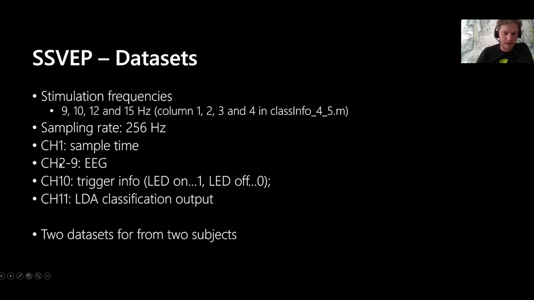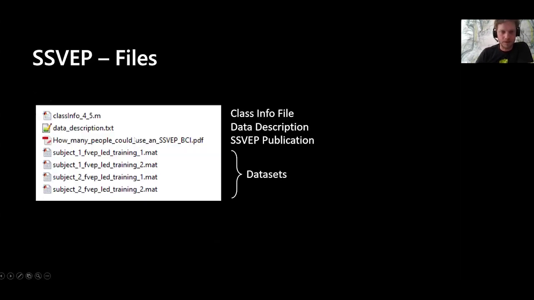First is the sample time. Channels 2 to 9 are EEG, so you get 8 channels. Channel 10 is the trigger info, so this is exact information on whether the LED is on or off. And on channel 11, you get the output of the LDA classifier, which was used during the experiment. All right, there is also a publication you can read to make yourself familiar with SSVEP experiments, if you're not familiar already.